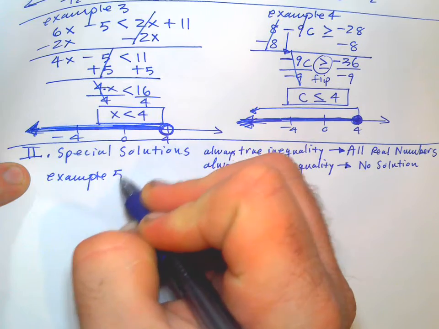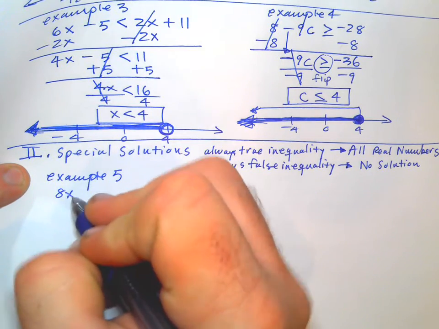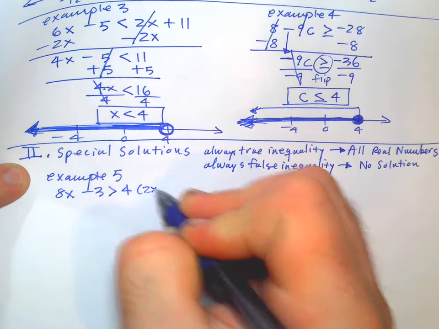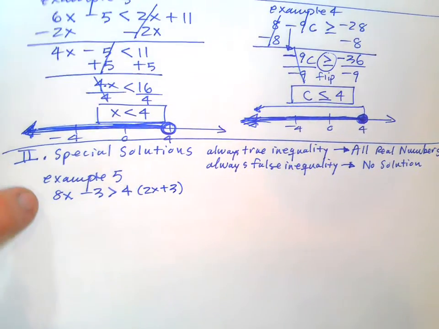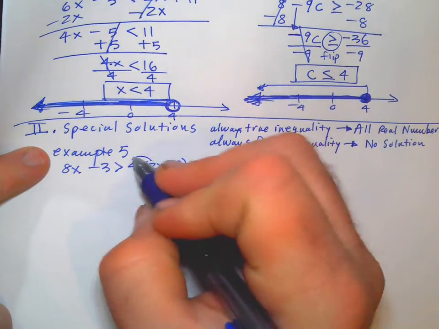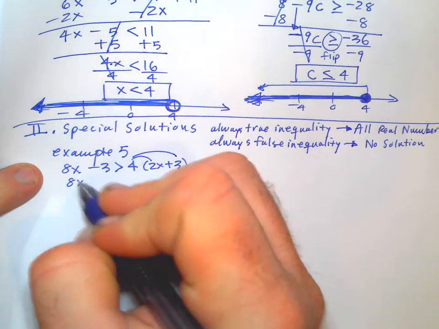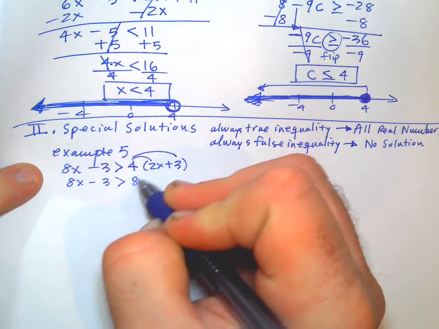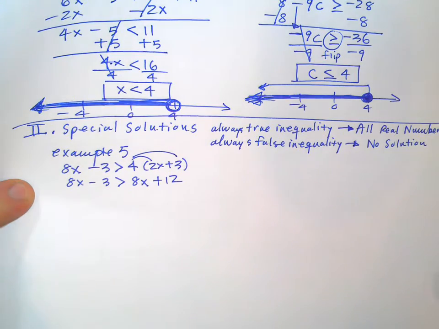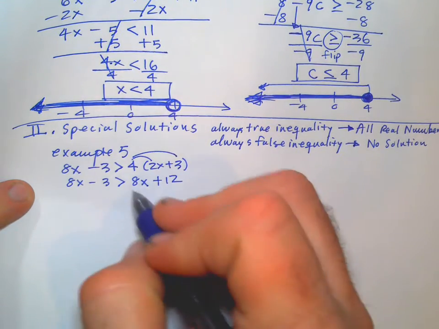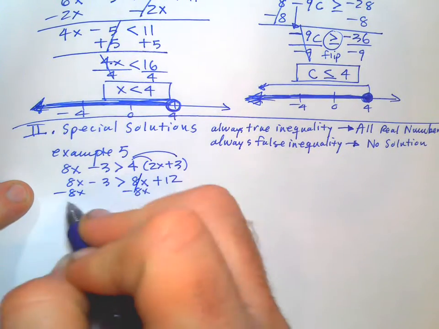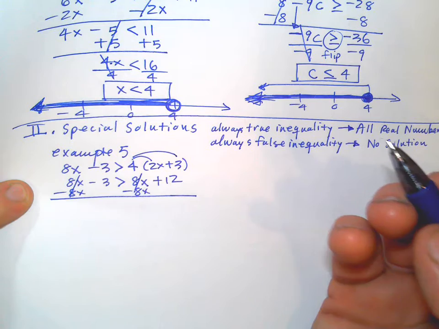So example 5, we do 8x minus 3 is greater than 4 parentheses 2x plus 3. And why don't we just make it a little crazier at the same time? Now we're trying to do all of the same things. We want to simplify first. So that means getting rid of parentheses, distribute: 8x plus 12. Then we want to get our x's together on the same side like we've seen before. So you want to get rid of them on one side, so subtract 8x. Whatever you do to one side, you have to do the other side. And oh my goodness, all the x's go away.